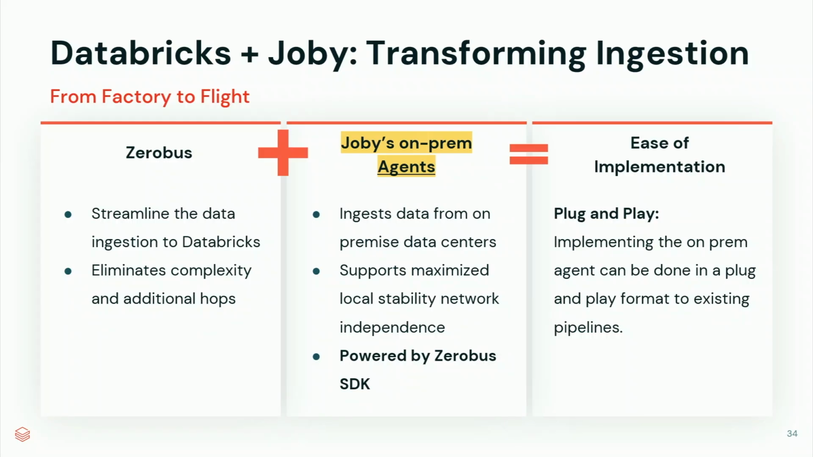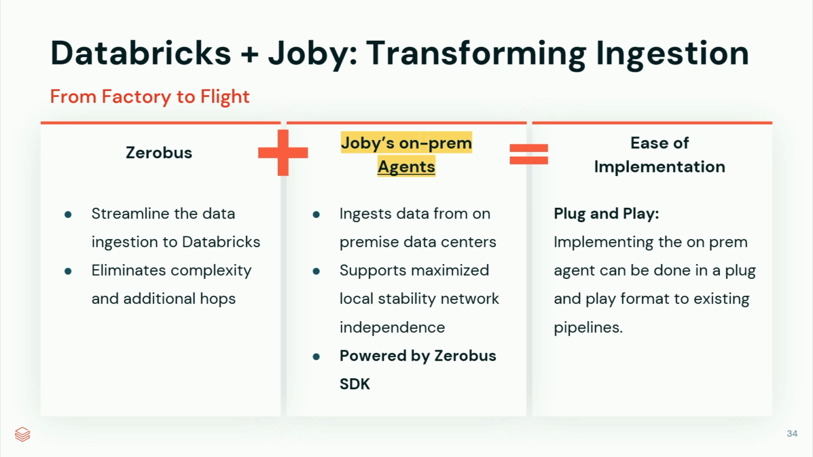So Zero Bus is helping here to streamline the ingestion for this telemetry data from their manufacturing sites to Databricks. It's eliminating that complexity, but what's really special here is we've given Joby the ability to build these on-prem agents. Joby has these unique needs that we covered before: on their factories, every factory is different, every device is different, they have different needs. We've provided them with our Zero Bus SDK, where they've been able to build and support their own agents to maximize local stability and network independence.